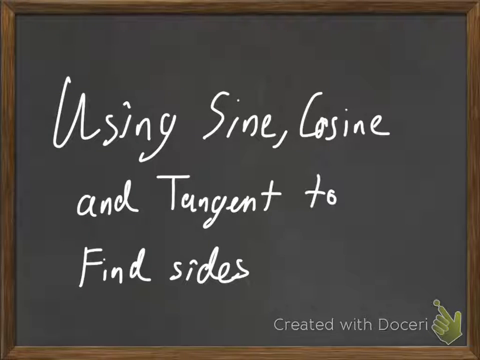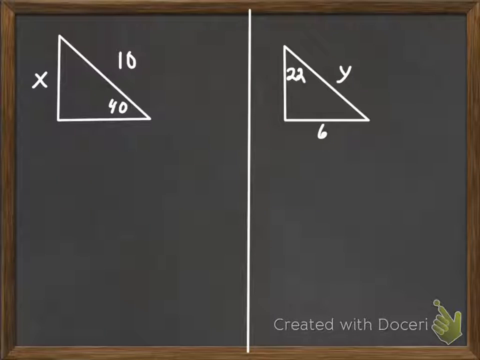Alright, so you just watched a quick video, well, not really a quick video, on identifying when to use sine, cosine, and tangent. Now we're going to have a video that's using sine, cosine, and tangent to find the sides of a triangle. So we're going to have missing sides in our triangle. We're going to use sine, cosine, or tangent to find the missing sides. So this is going to be a pretty quick video and show you how to do it, so you'll be good to go on those practice problems.